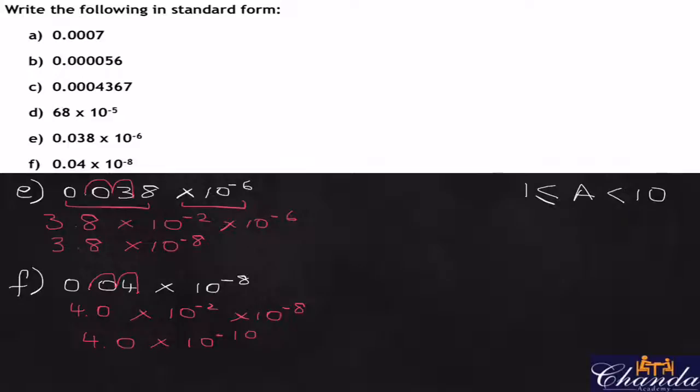That's how we turn really small numbers into standard form. The trick is to make sure that you move the decimal point to such a place where the number turns into one that's between 1 and 10. Okay, so let's have a look at the last set of questions.